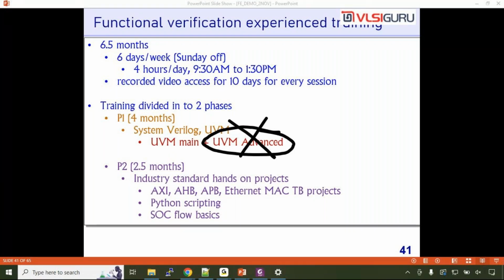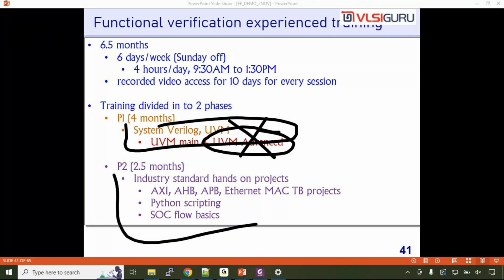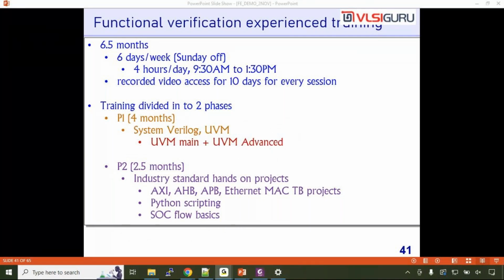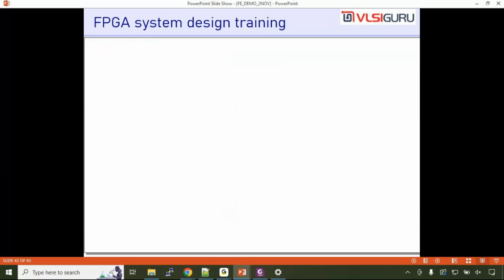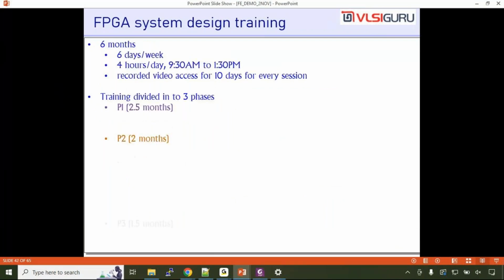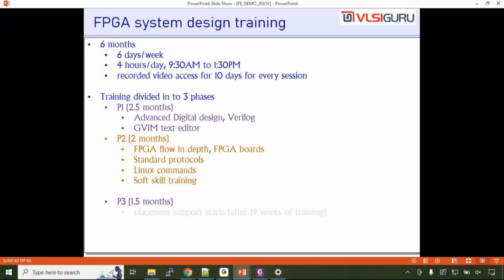Because if you try to learn too much more than what you need, you get confused. Otherwise, these are all the same. Everything is the same. The only thing is, in the experienced course, there is no digital design and no Verilog. Instead of that, we have the UVM advanced course. FPGA system design is also divided like this. We'll have a dedicated session, and their trainer will give you complete clarity about the FPGA course.